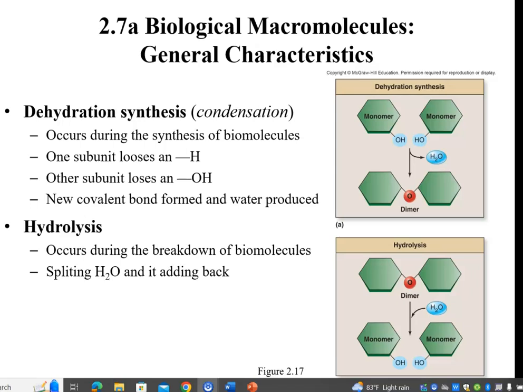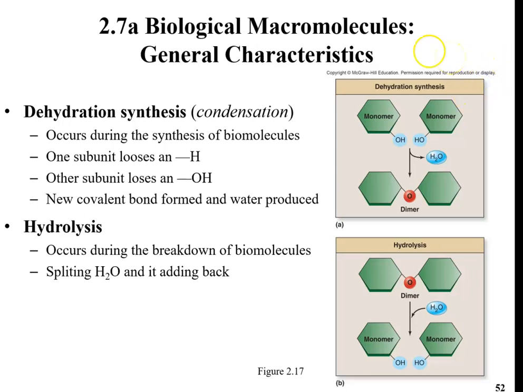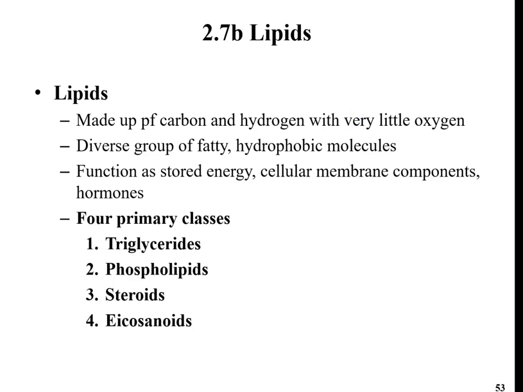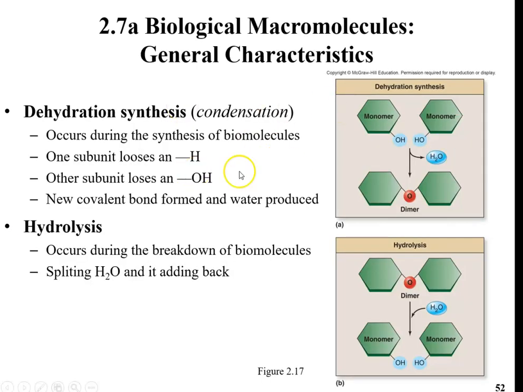All right, now for just a little bit of chemistry. First, we're going to talk about dehydration synthesis. This is also called condensation. This occurs during the synthesis or building up of biomolecules. So you'll see one subunit loses a hydrogen and another subunit loses an OH. And a new covalent bond is formed and water is produced. So this is the macromolecule that you're building. These are the subunits you're building it with, and the subunits lose water. Water is given off, and you're left with these two combined.